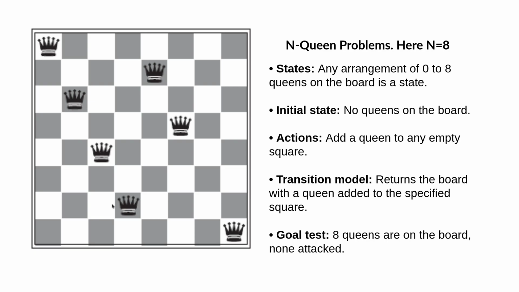So I have 8 queens. When I'm starting, I can put a queen in any place because everything is blank. When I put another queen, I'll make sure that it does not contradict the first queen. When I put the third queen, I'll put it in such a way that it does not conflict with the other 2 queens. The goal state is 8 queens on the board and none attacked. So this is the final scenario, what we are expecting.